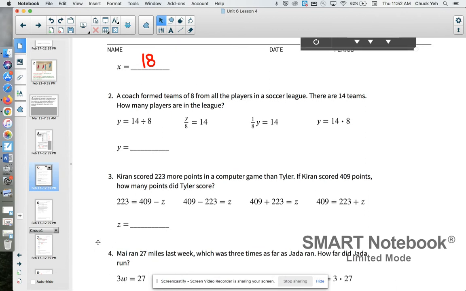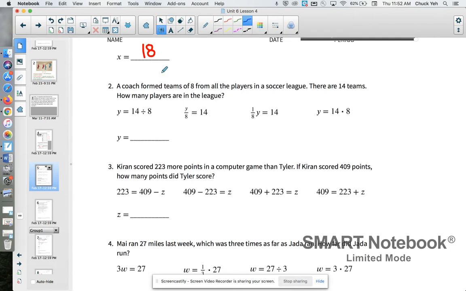All right. Number 2, a coach formed teams of 8 from all the players in a soccer league. There are 14 teams. How many players are in the league? Think about it. Pause it. What do you think y equals? And then when you figure out what y equals, there are 3 equations that can fit in here. If you need hints, unpause it and then try to figure it out.